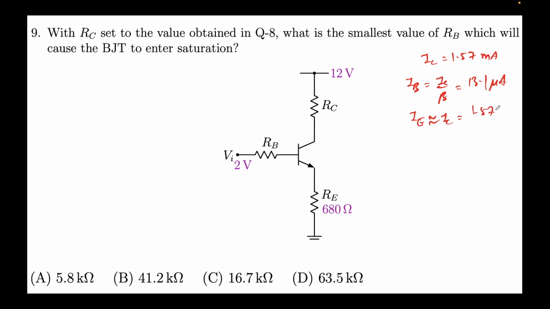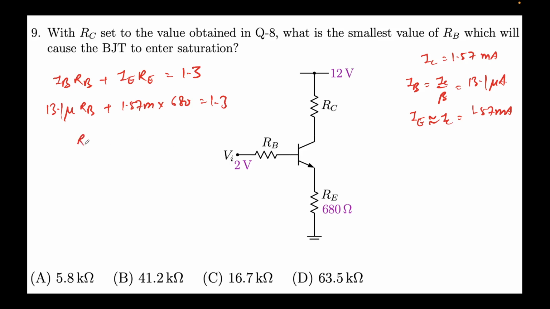is equal to 1.57 milliamps, and the expression that we were playing with was this. So I'll write this here: IB RB plus IE RE is equal to 1.3. Now what I'll do is simply put the values here. So this will be 13.1 micro times RB plus IE, 1.57 milli times 680, equal to 1.3. All right, so now let's just evaluate these expressions. So 1.57 milli times 680 will come out to be 1.07. So RB will come out to be 1.3 minus 1.07 divided by 13.1 micro.